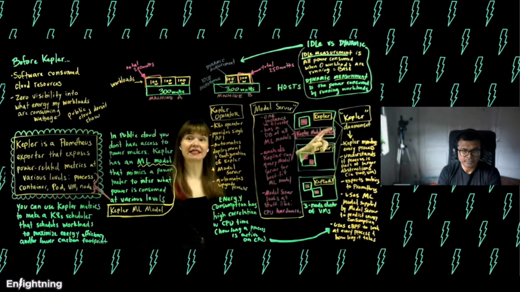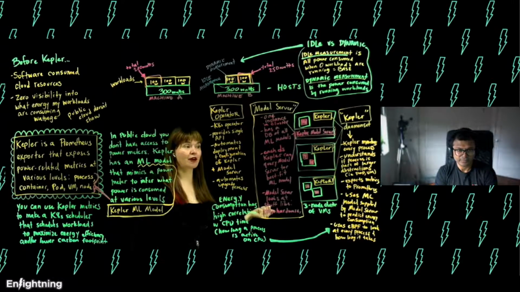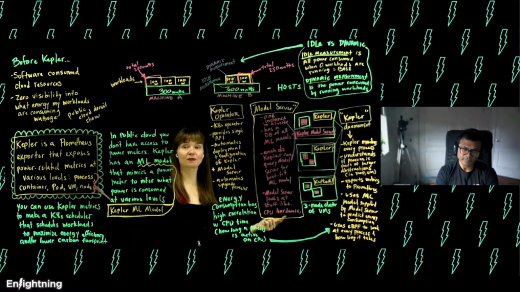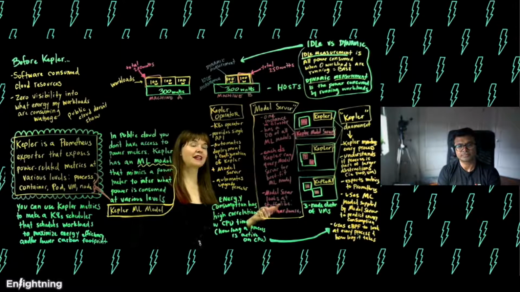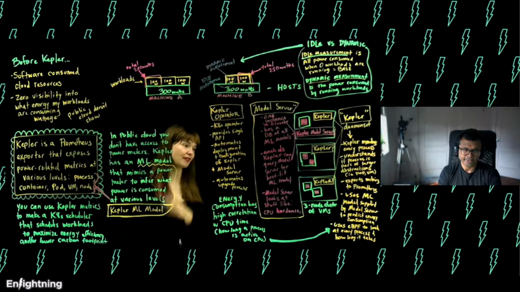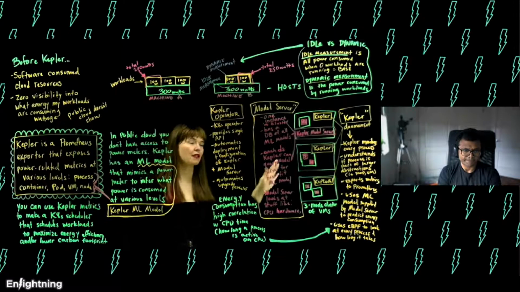So Kepler as the daemon set is monitoring every process. It also understands if a process is part of a larger abstraction. So it understands if it's part of a container, a pod, a VM, whatever. And then it exposes metrics to Prometheus, and then it goes through your whole observability process, whatever that looks like for you. I'm going to pause there.